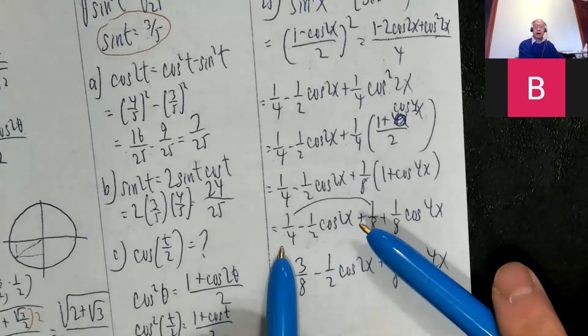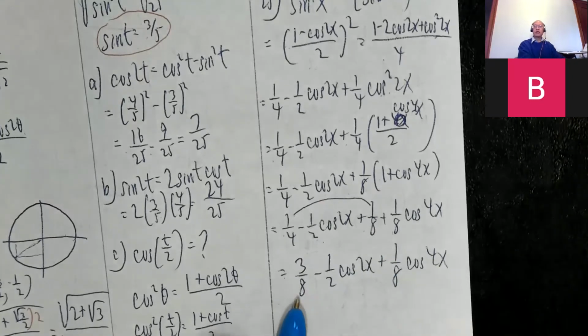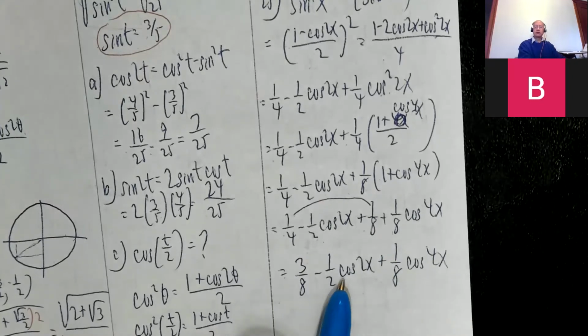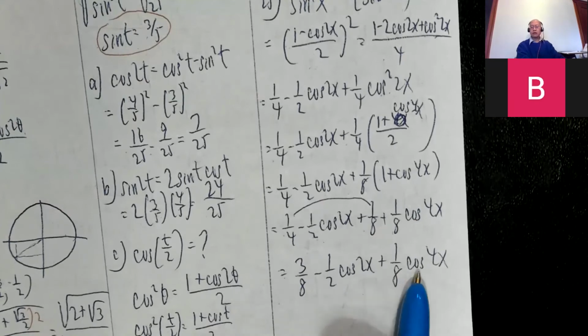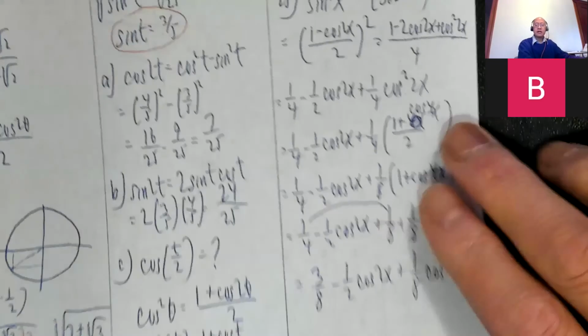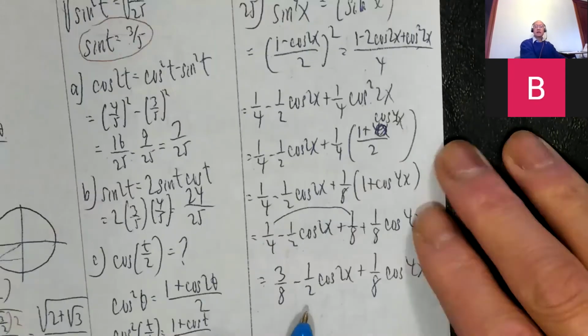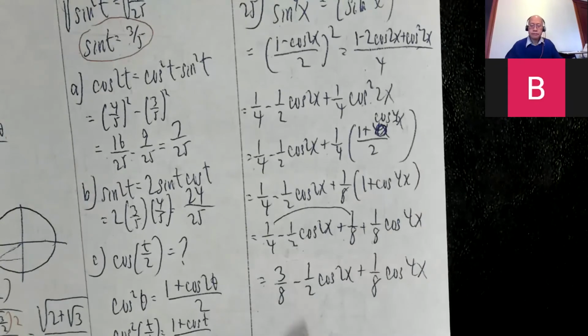And the last thing is I can combine these two. So 1/4, which is 2/8, plus 1/8 is 3/8. So the final answer is 3/8 minus 1/2 cosine 2x plus 1/8 cosine 4x. So it's a big mess, but this is equivalent to the original sine to the fourth of x, and there's no more exponent. There's no squared or cubed or whatever.